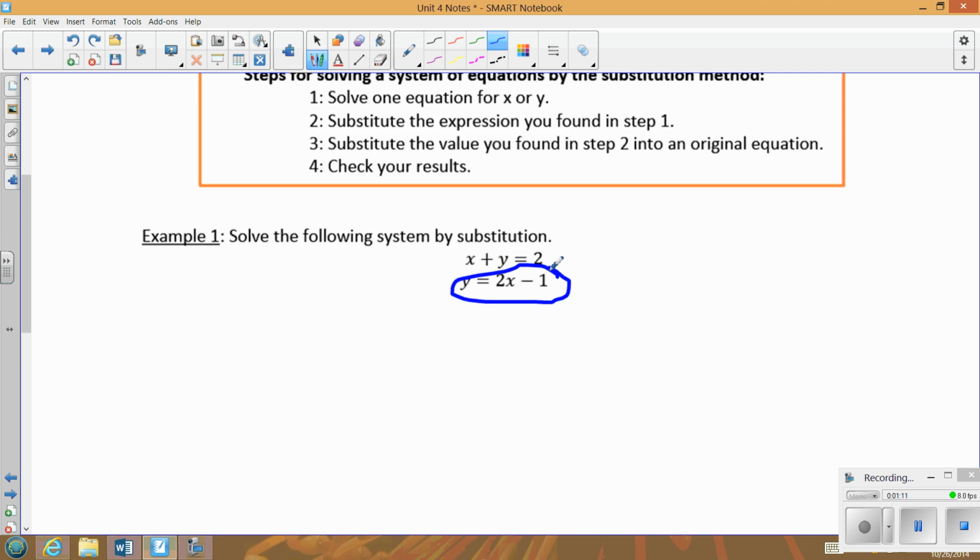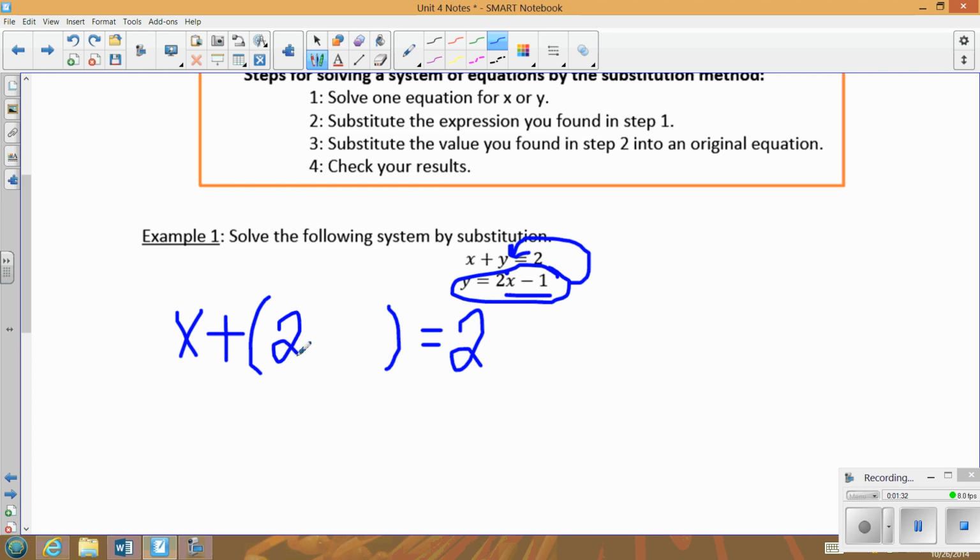So what that means is I can rewrite this first equation, and instead of writing y, I know y equals 2x minus 1, so I can plug it in. I'm going to rewrite that first equation, and wherever I have a y, I'm going to put parentheses, and then replace my y with what y equals, so 2x minus 1. The parentheses in this case just drop because it's just a 1 in front, so I just distribute a 1.